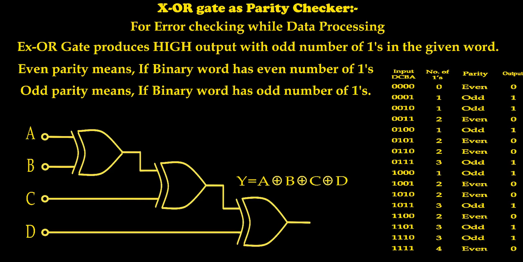This parity checker is shown here using 4 XOR gates. Even parity means the binary word has an even number of ones, and odd parity means the word has an odd number of ones. The XOR gate is ideal for parity checking because it produces high output for odd numbers and low output for even numbers. Thus, XOR gate can recognize the word with odd parity, that is, for odd number of ones the output is high.